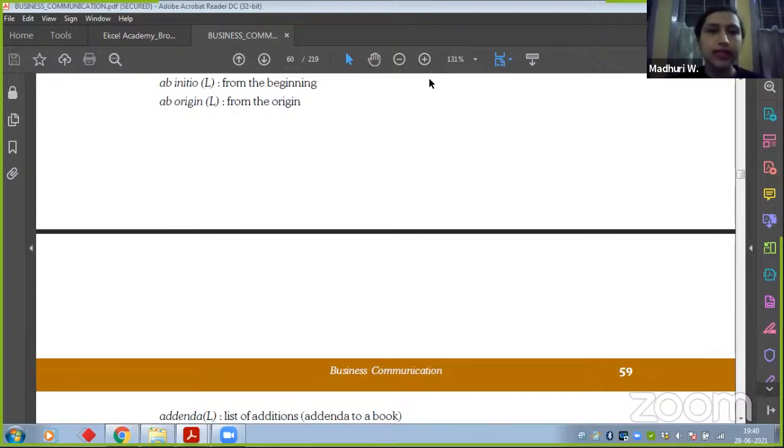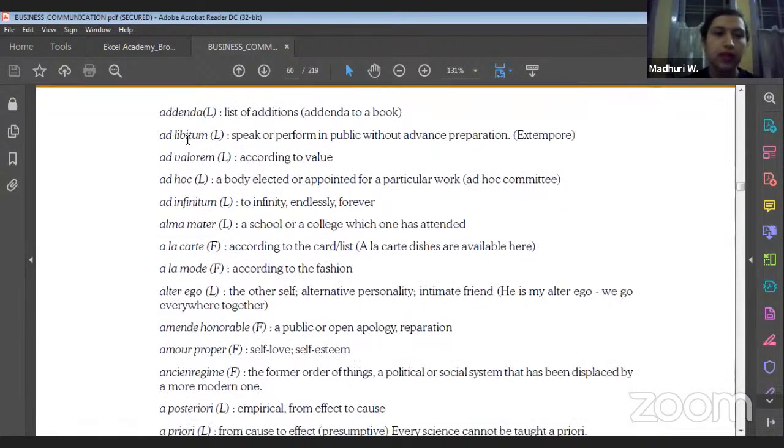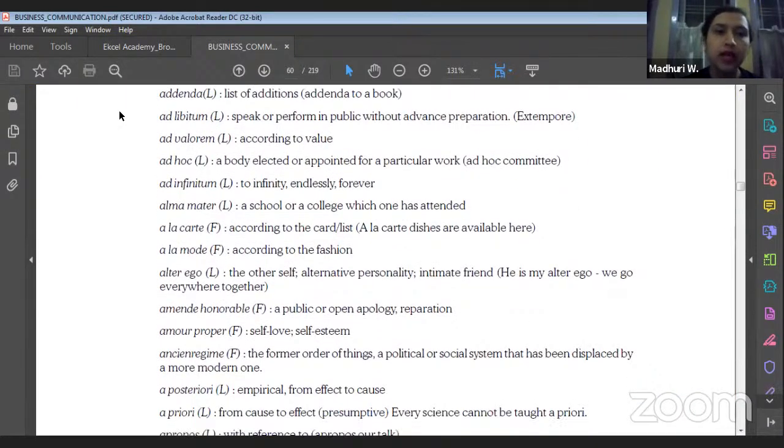So now let's take a look at some of them. Again, the list here is quite extensive, it's quite big, but we'll take a look at the more commonly used ones, right? For example, ab initio refers to from the beginning. Ab origine means from the origin. It comes from the Latin terms, right? Addenda, again, comes from Latin, which means a list of additions.